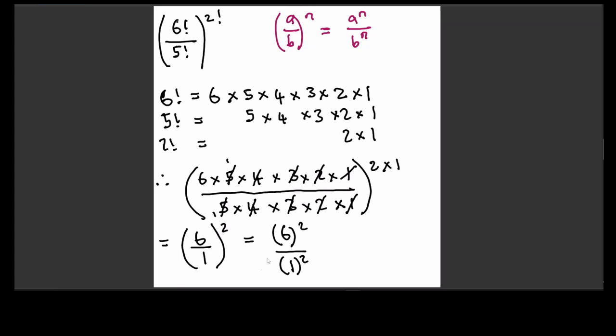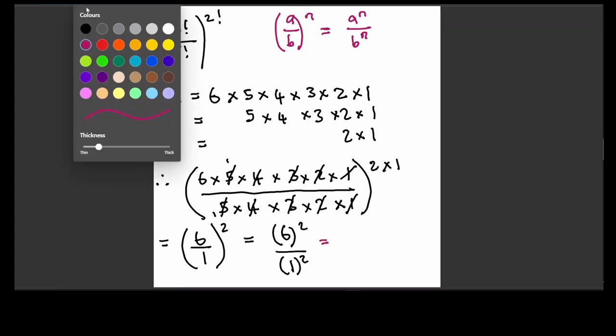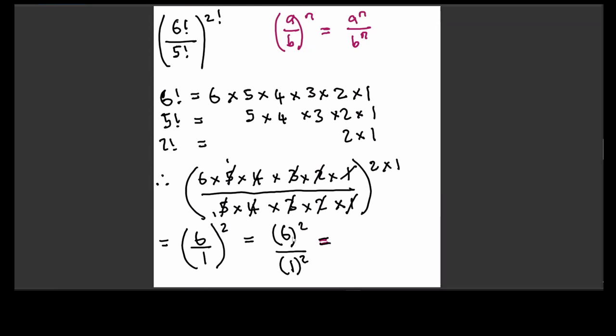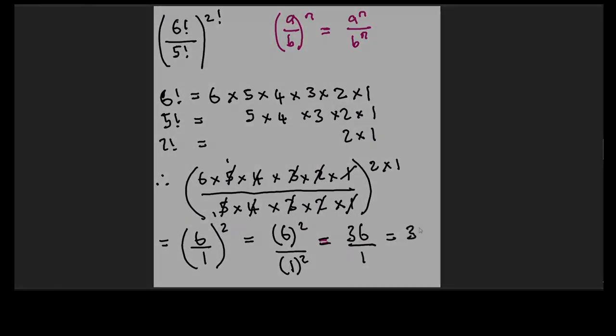So this is what we applied here. 6 over 1 squared is equal to 6 squared over 1 squared. What is 6 squared? 6 times 6, 36, and 1 squared is 1. So our final answer is 36.